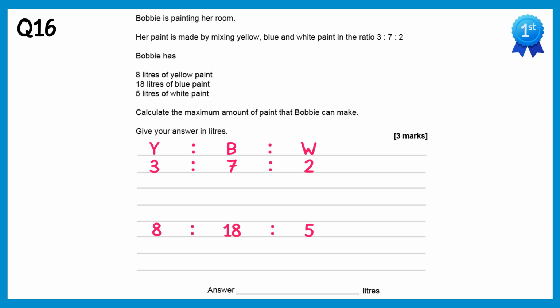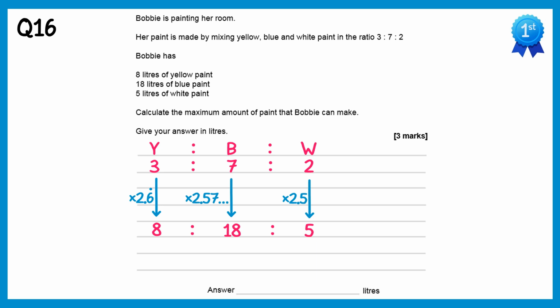So if we work out how to get from these numbers to these numbers, we can see. To get from 3 to 8, we times by 2.6 recurring. You can work this out by doing 8 divided by 3. From 7 to 18 is times 2.57, and from 2 to 5 is times by 2.5. Since 2.5 is the lowest number, this means the white paint will run out first, since we can only take 2.5 lots of it and we would have used all of our paint.